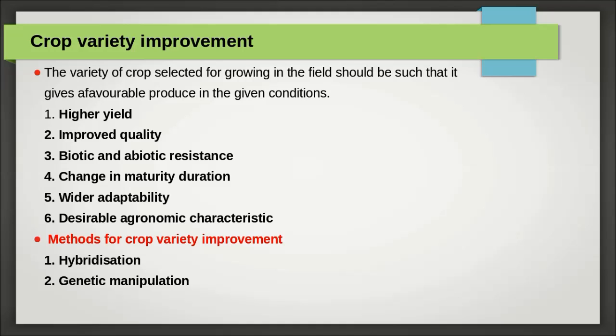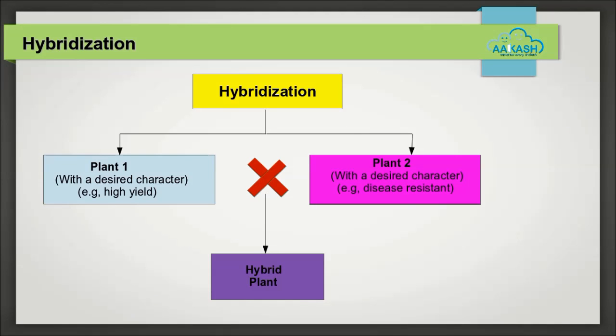Methods for crop variety improvement. Number 1, hybridization. It is a natural or artificial process that results in the formation of hybrid. This method involves the crossing of two different plants which are genetically different and have a set of desirable characters. A, intervarietal, B, interspecific, and C, intergeneric. Number 2, genetic manipulation. This method involves cutting and transfer of specific genes to crop plants for their improvement. Hybridization: this flowchart shows the method for hybridization.